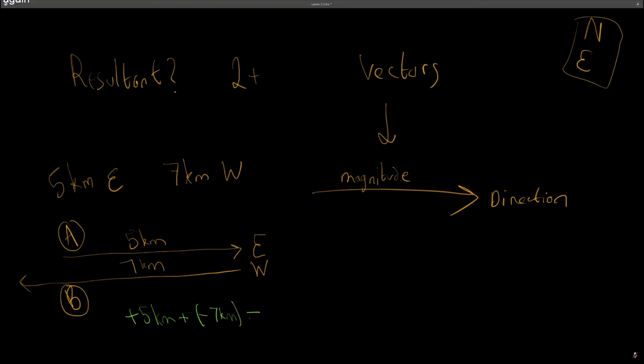Since we always add the vectors, we don't subtract vectors, we always add vectors. So plus east and then minus. So plus 5 kilometers, then minus 7 kilometers. So the displacement here is 2 kilometers from point A to B.